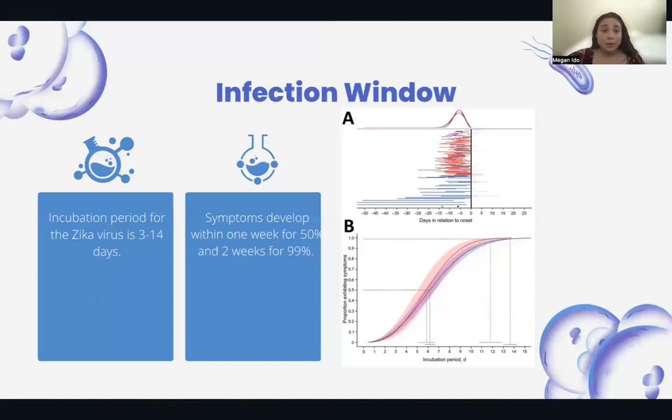The infection window is 3 to 14 days. That's how long the Zika virus needs for incubation. Symptoms will typically develop within a week for about half of those infected, and then 2 weeks for 99%. And then right here, I have the charts showing the onset of symptoms and the incubation period for those affected by the Zika virus.